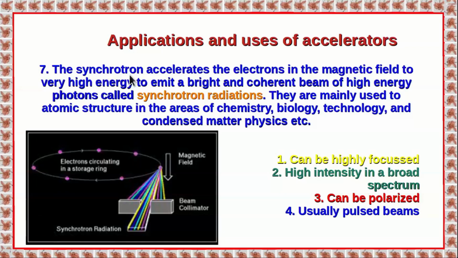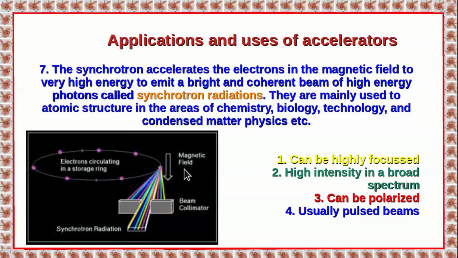I just talked about the synchrotron radiation, which is produced in the synchrotron. Here the electrons are accelerated in the magnetic field to very high energy to emit a bright and coherent beam of high energy photons called the synchrotron radiation. They are mainly used for atomic structure studies in the areas of chemistry, biology, technology, and condensed matter physics, etc. So this is how the synchrotron radiation is produced.